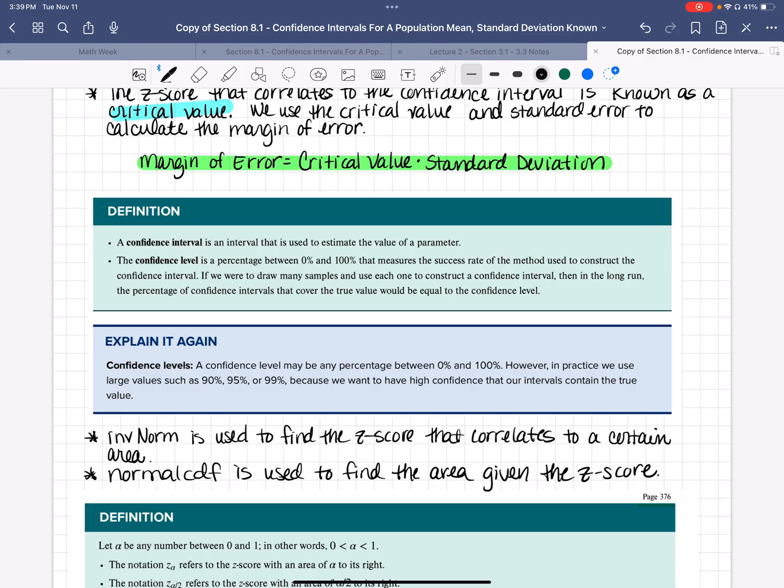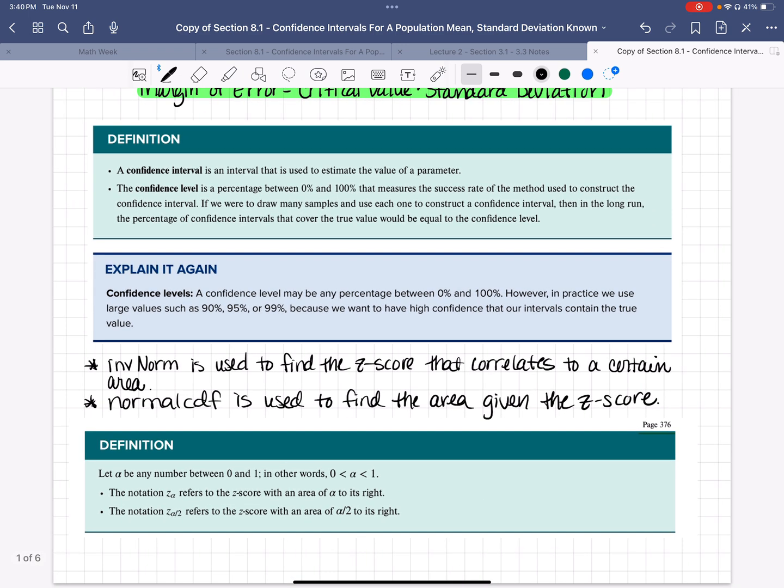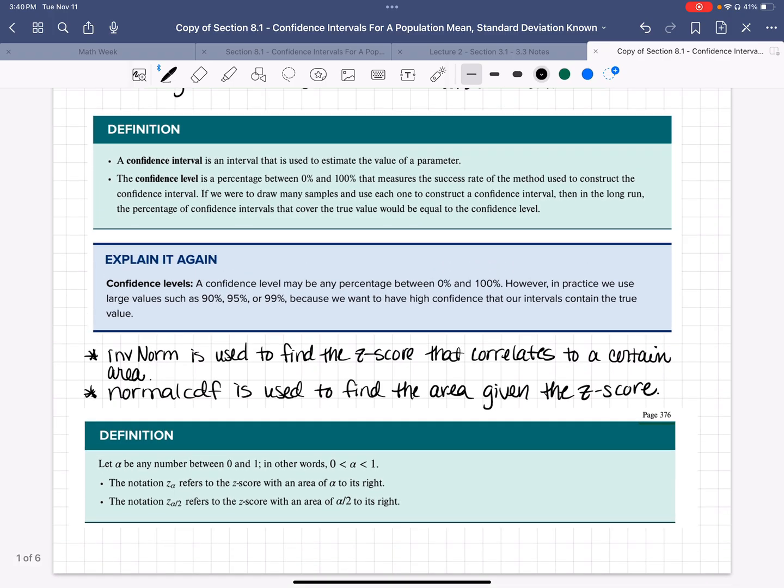You'll need to remember from previous sections that inverse norm in your calculator is used to find the z-score that correlates to a certain area, and normal CDF is used to find the area given the z-score. Okay, those are real important today. Those are the two functions that we use on our calculator. You need one more little definition before we get started there.